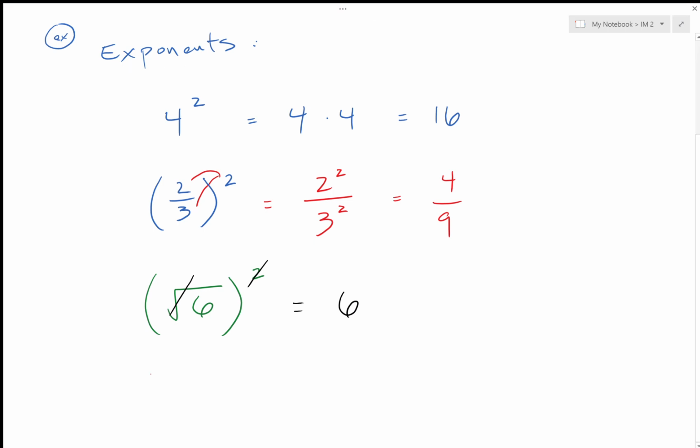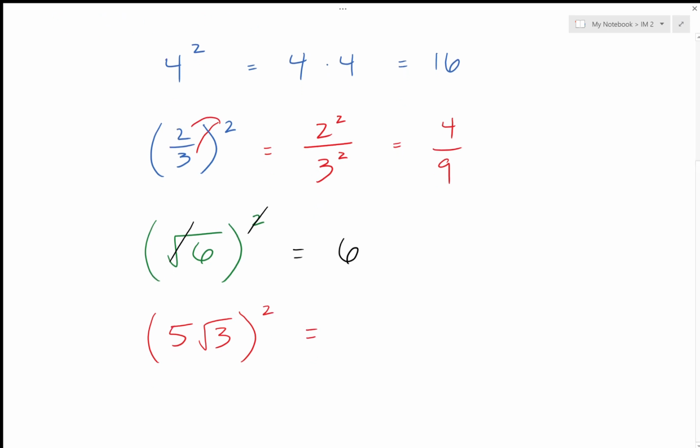And finally, let's say we had 5 square root 3, whole thing squared. Again, just like before, we've got to apply this exponent to every piece inside. So it's getting applied to the 5 and to the 3. So 5 squared is 25. And remember, when you square a square root, this 2 and that square root symbol cancel each other out. So you're left with a 3, and they're connected by multiplication. So 25 times 3 comes out to 75.